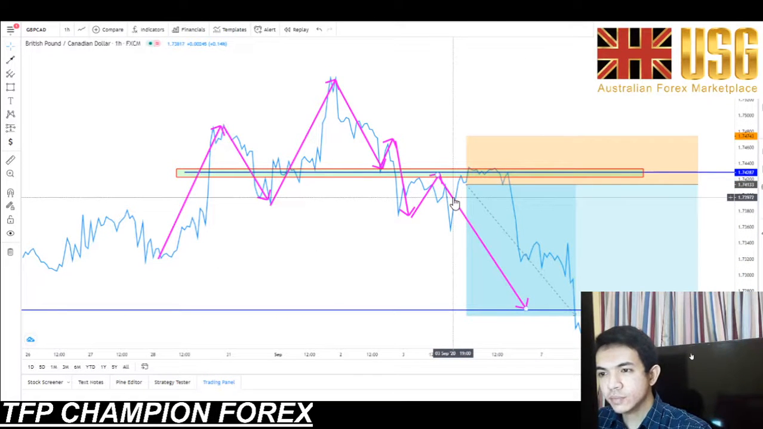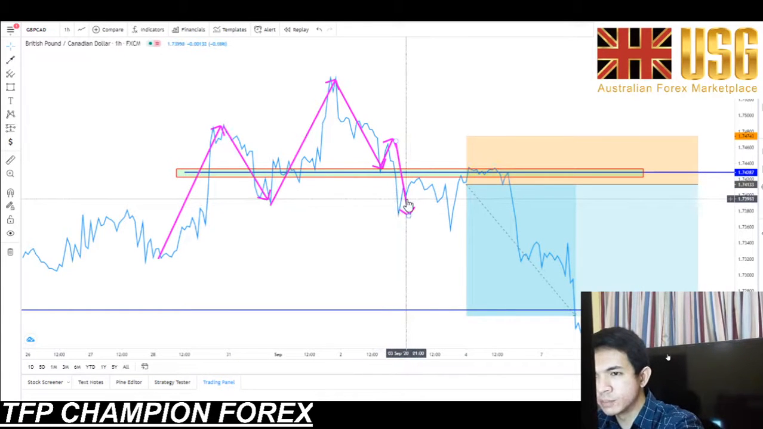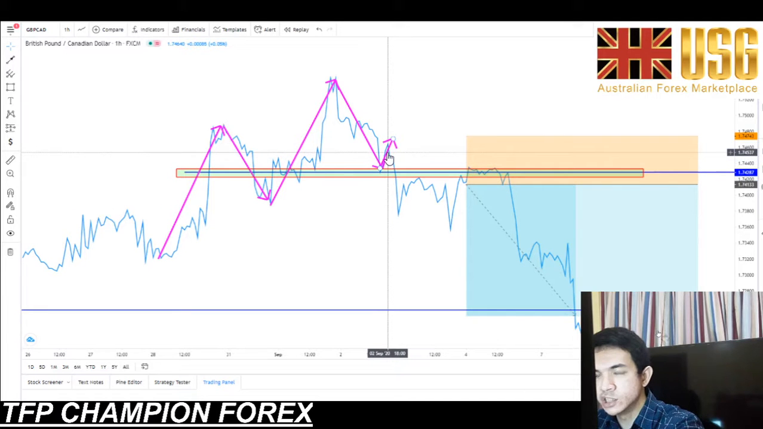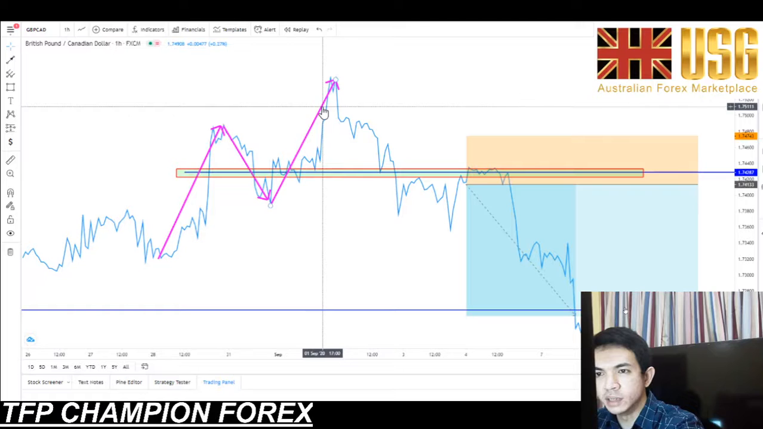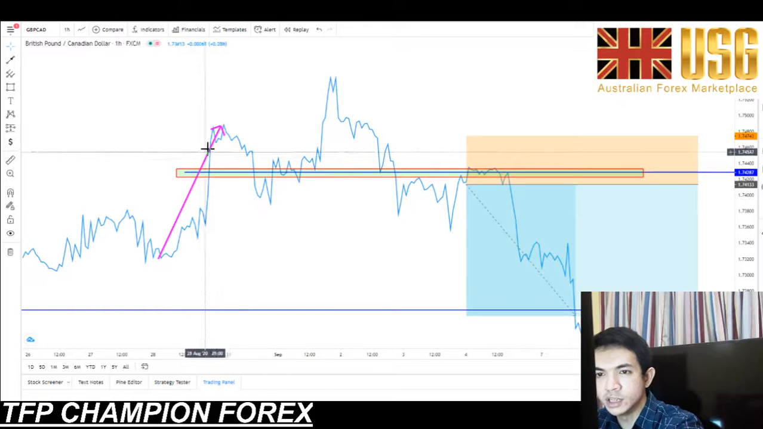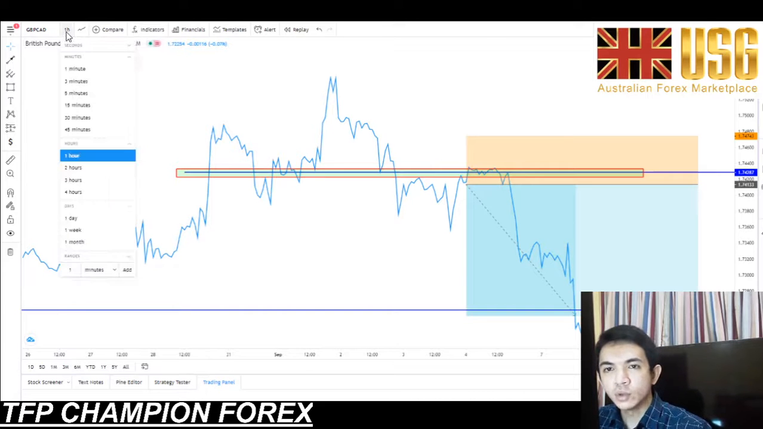So during that time, I was very patient, very disciplined to wait for the right opportunity to sell this market. I didn't chase the price. One of the common mistakes of beginners is they always tend to chase the price, either when it goes up or when it goes down. What's the problem with that?